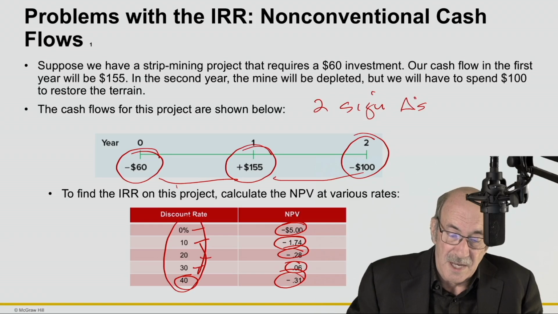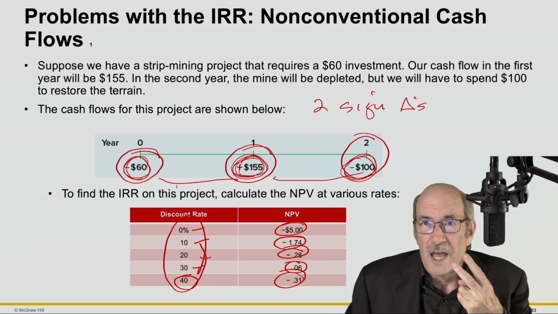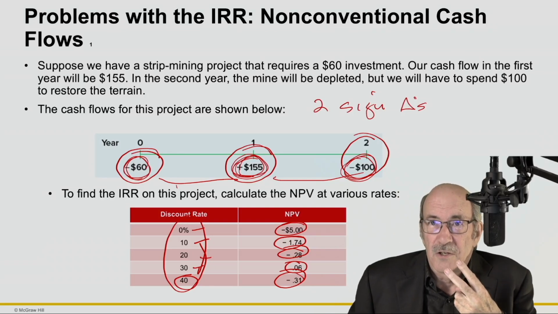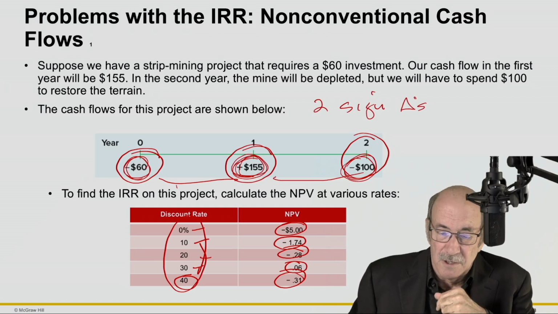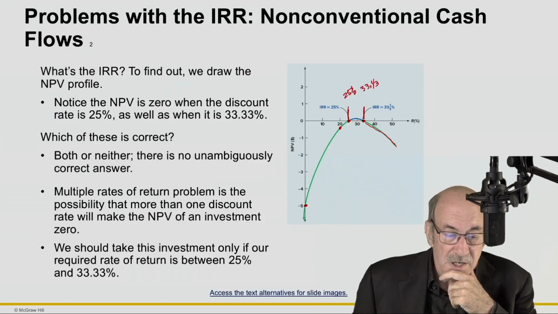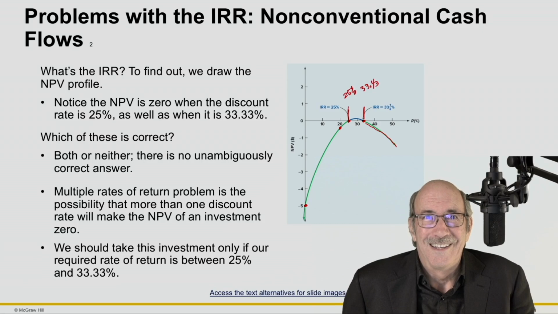So it's the sign changes that are key here. We go from negative to positive, and then from positive back to negative. And that means we could have at least two internal rates of return that give us a 0 NPV. And we see that right here. Now, which one is right? Well, the answer is we don't know. They're both right.